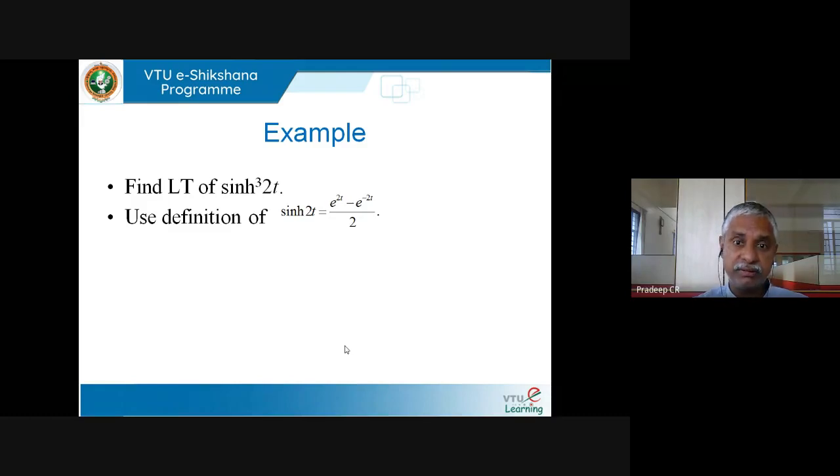Those of you who still haven't understood this, please understand this. This is actually the definition of hyperbolic sine. This is e power 2t minus e power minus 2t by 2. So now take cube. So (a minus b) whole cube, which is a cube minus 3a square b plus 3ab square minus b cube. So that's what I have done here.